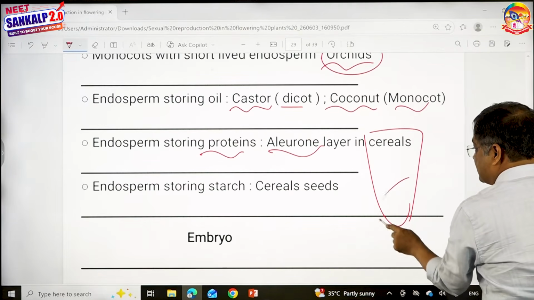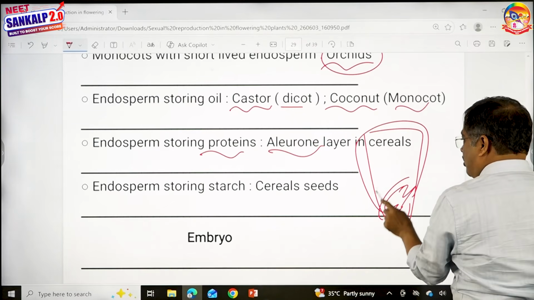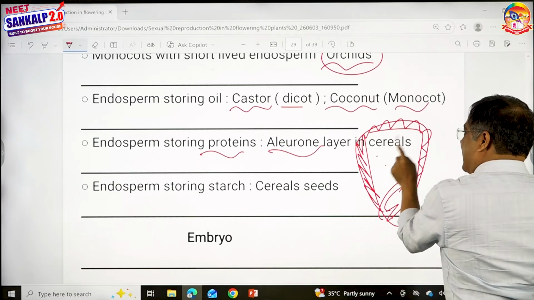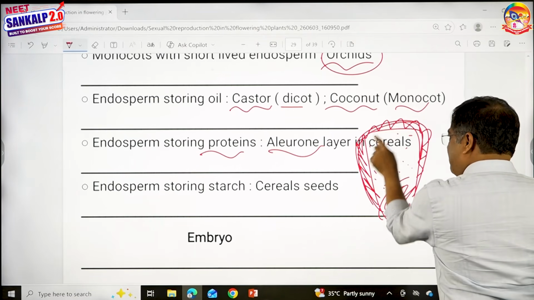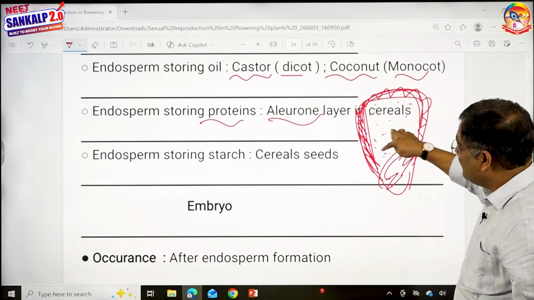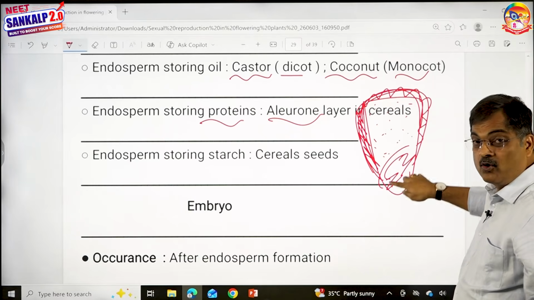You know, children, rice. This is the scutellum. This is the radicle and plumule. This is the layer which is said to be aleurone layer. And this is the starch part of endosperm. All right, and this is the protein part of endosperm. That is said to be aleurone layer. Major part of endosperm in cereal stores starch. The outermost layer contains proteins.